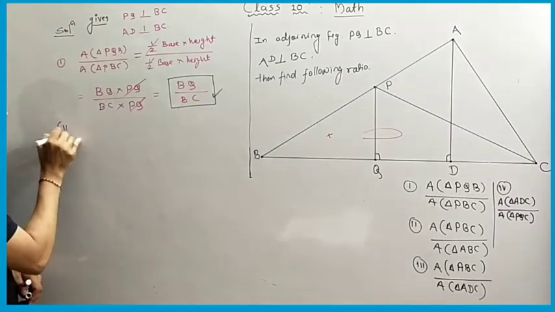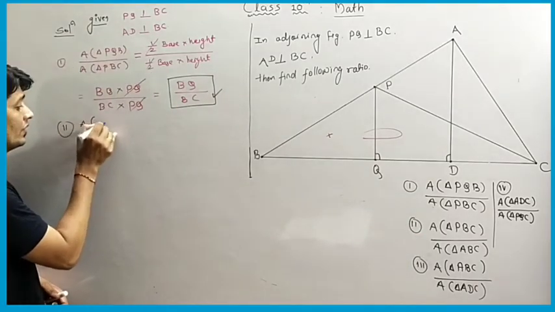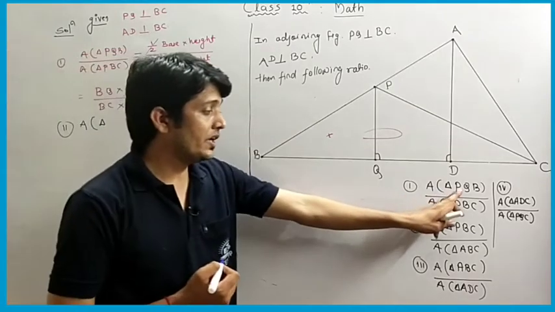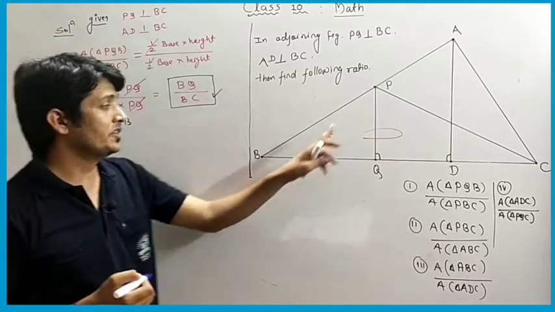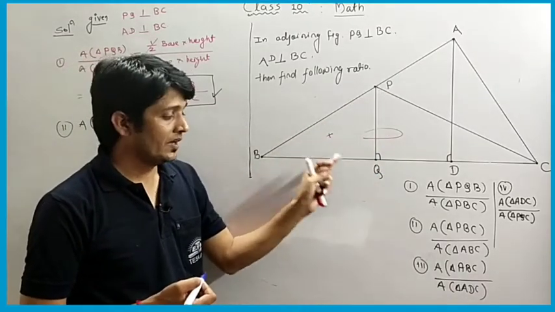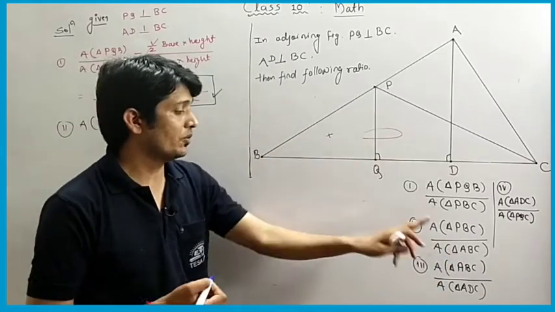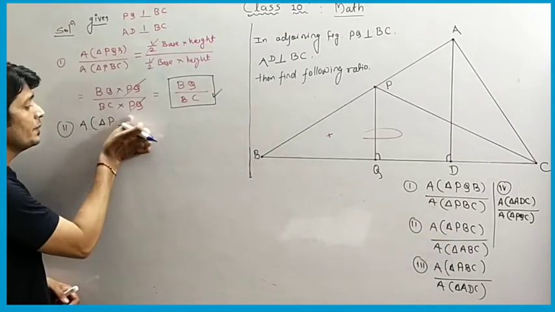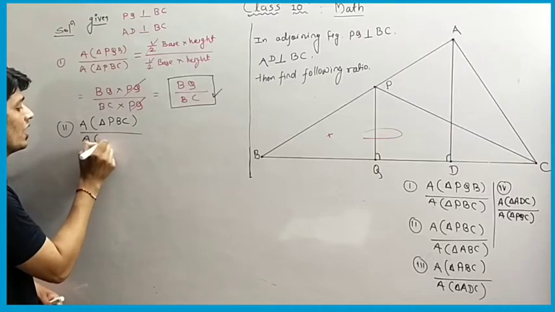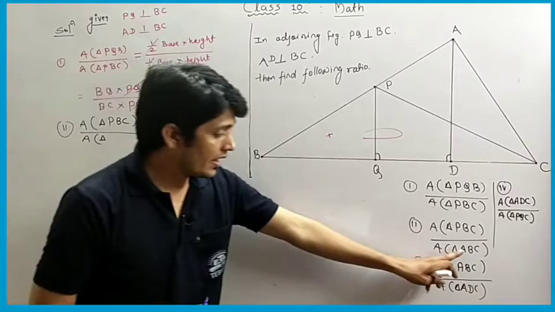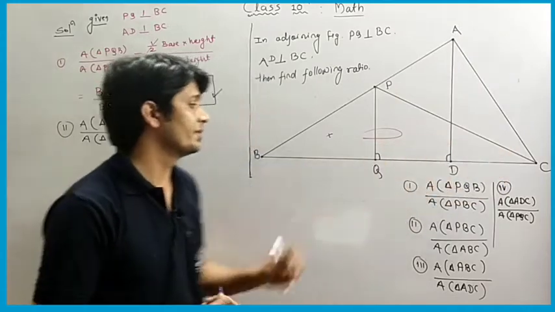Now we have the second one. What is the second one? Area of triangle PQB. That means this triangle PQB, again same as the area of triangle, no, it is PBC. Okay, it is PBC. Divided by the area of triangle ABC. It is A, B and C.